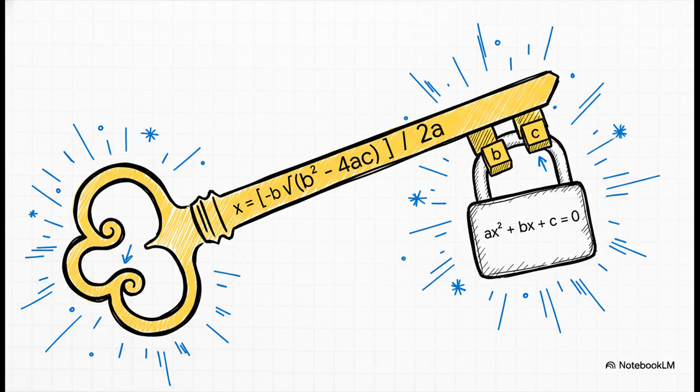And there it is, in all its glory. You just plug in your a, b, and c values, and this formula will literally spit out the answer every single time. It is the universal key. It unlocks any quadratic equation you will ever face.